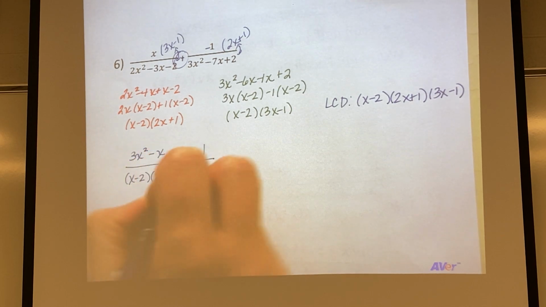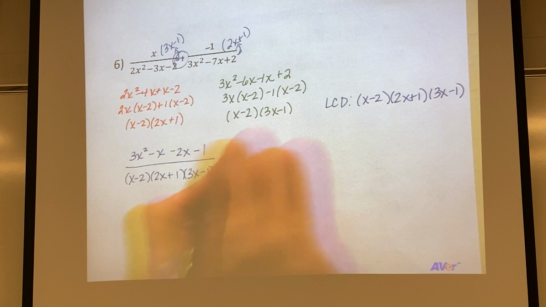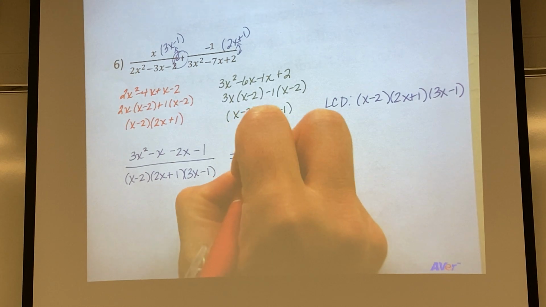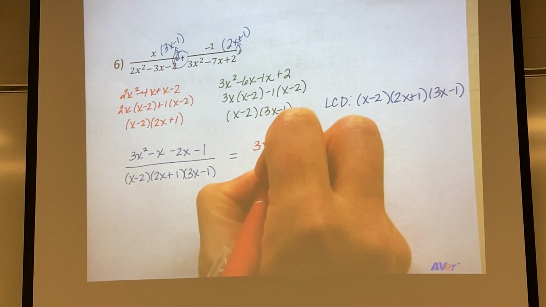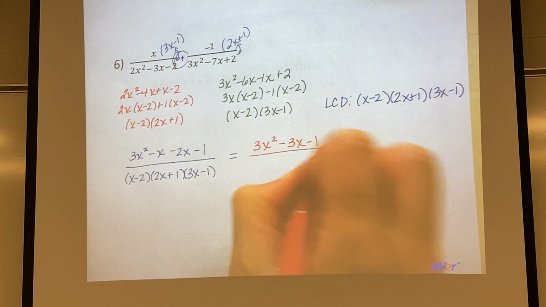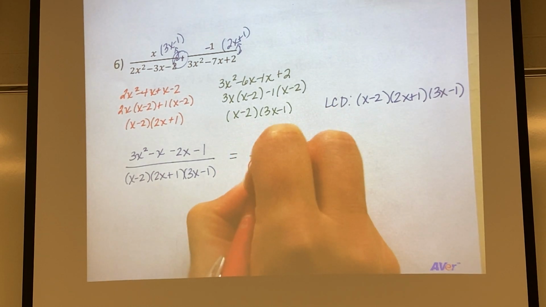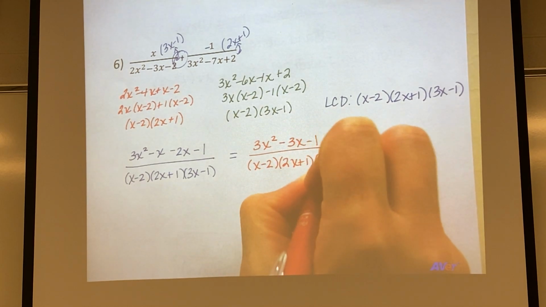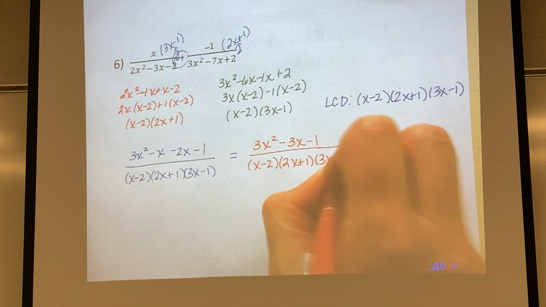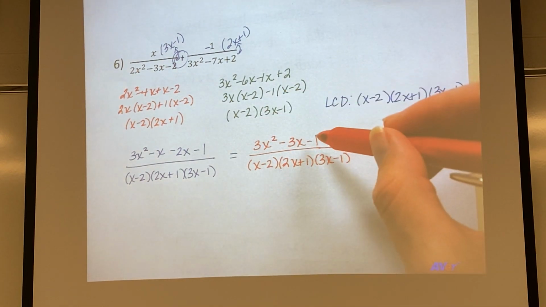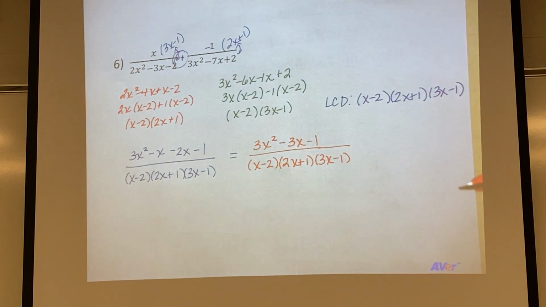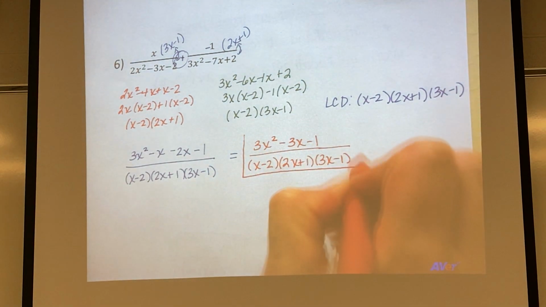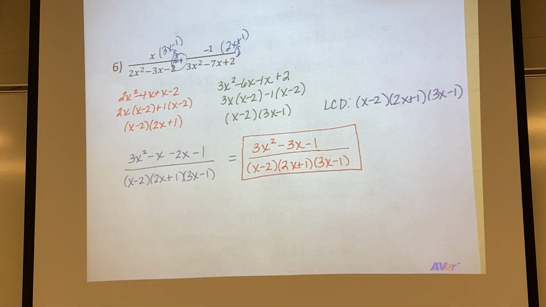And then we need to combine like terms and see if there's anything we can simplify. So 3x squared, nothing combines with that, but we can combine the x's to get -3x. And then we will bring over our LCD. And we'll look at that numerator and see if it can factor. Is there anything that multiplies to get -3 and adds to get -3? Nope, there's nothing that does, so the numerator does not factor. So that is our final answer.